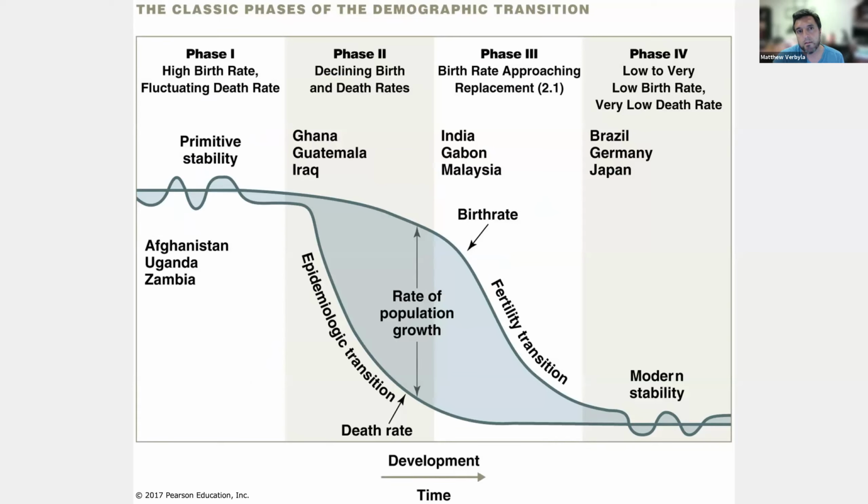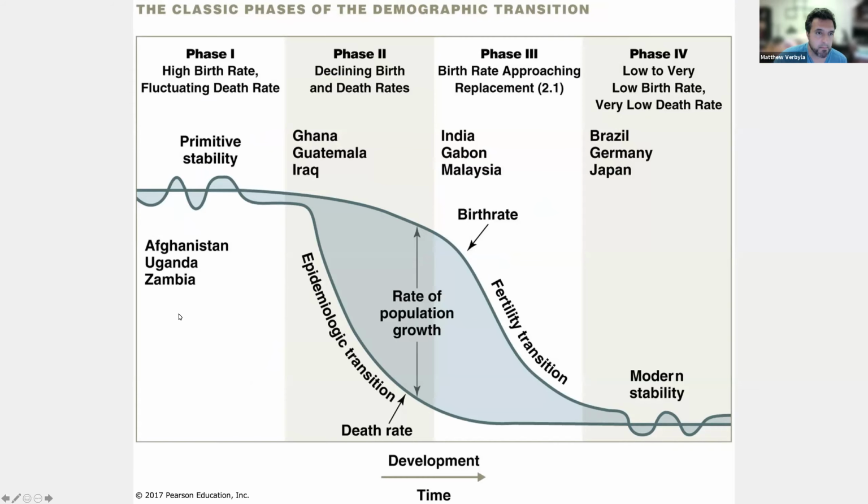So as countries and regions increase their economic development over time, the fluctuations in the birth rates and the death rates result in these different phases in population demographic transitions, which are described here in the graph, right?